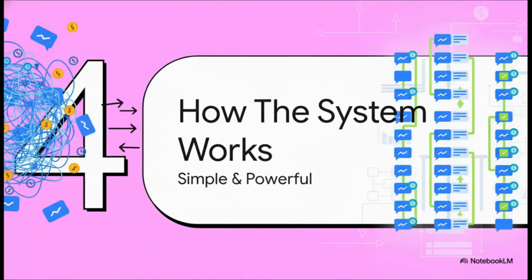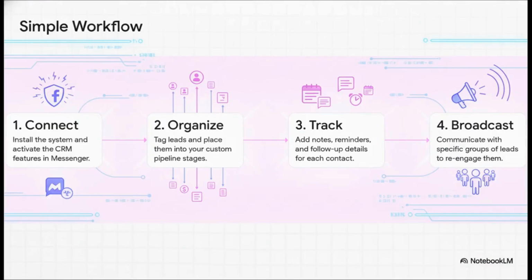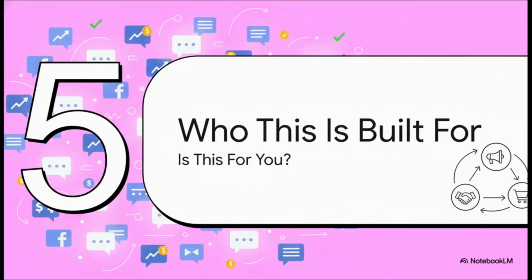Now, you might be thinking, okay, this sounds complicated. But honestly, the way it works is designed to be incredibly simple, but really powerful. It plugs right into what you're already doing, so there's no crazy learning curve. It's really just a simple 4-step loop. First, you connect it and turn on the features. Second, as you're chatting with people, you start organizing them with tags and moving them through your pipeline. Third, you track all the important details with notes and reminders. And fourth, you can re-engage whole groups of people with broadcasts. That's pretty much it.